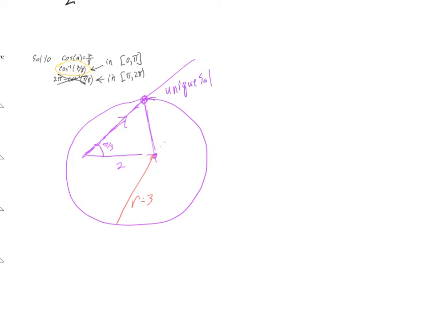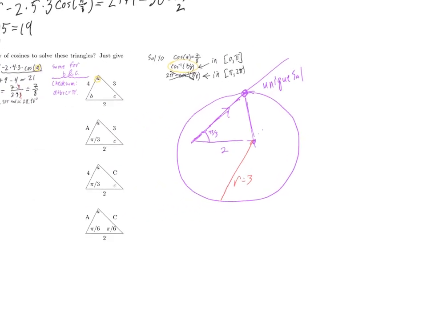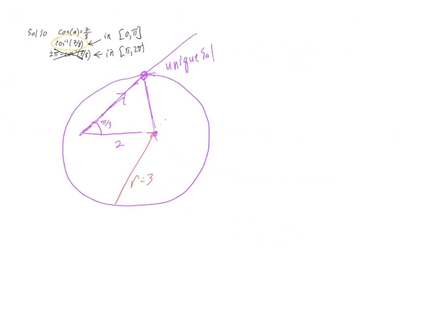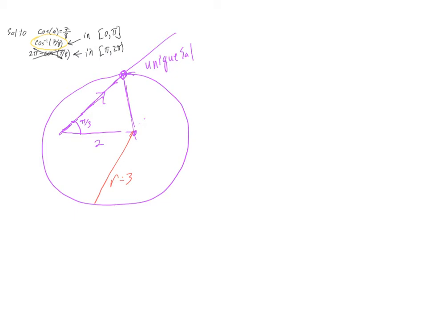Let's see what would happen if I flip that. What if instead this were 3 and this were 2? What if I asked you to solve that triangle? Let's do that same thing. So I have this angle, pi over 3. I go a distance of 3. And then I'm going to draw a circle of radius 2.